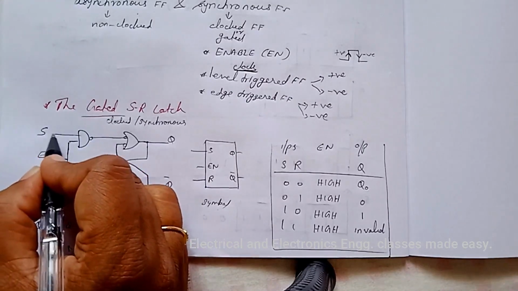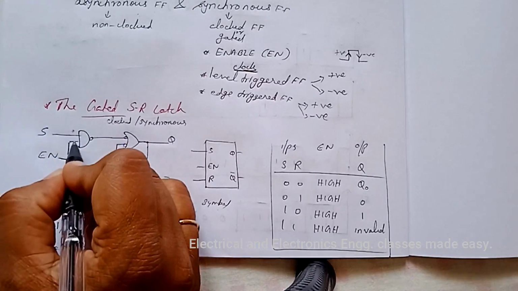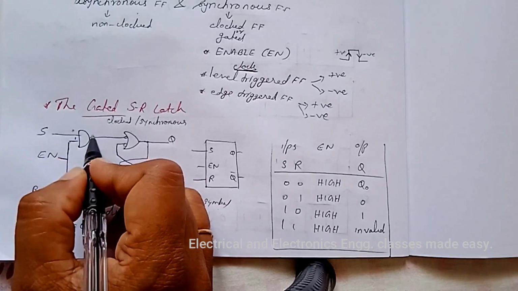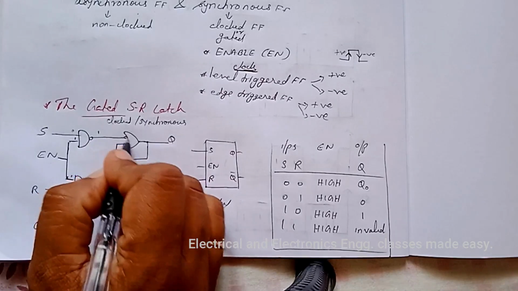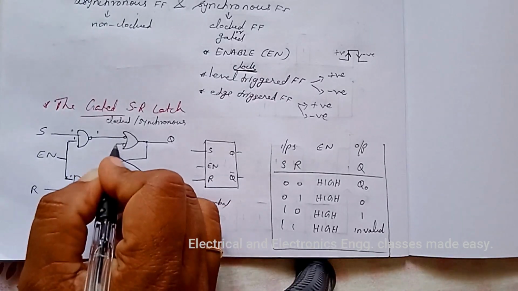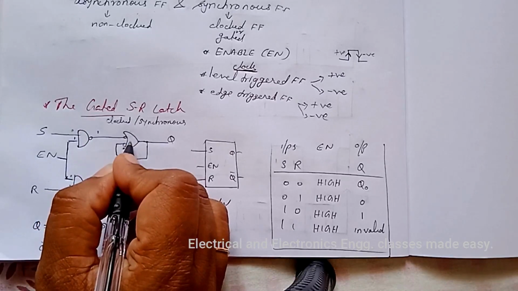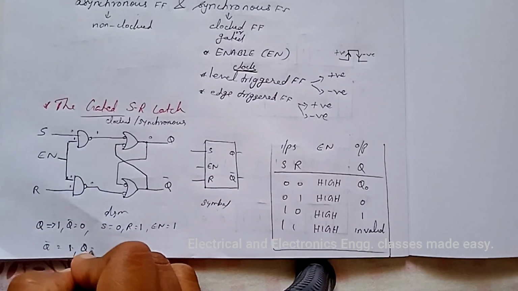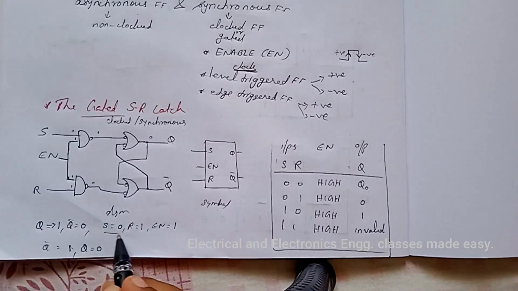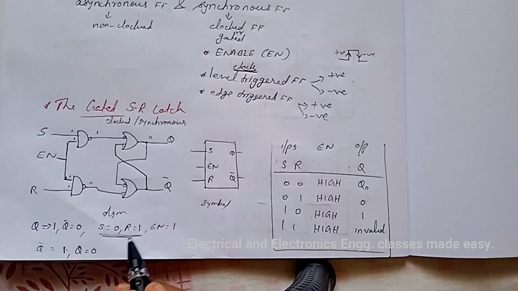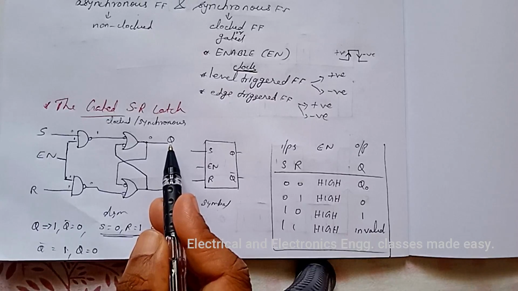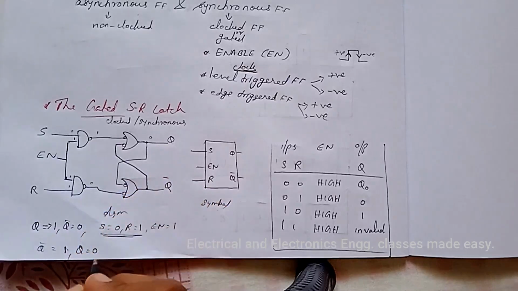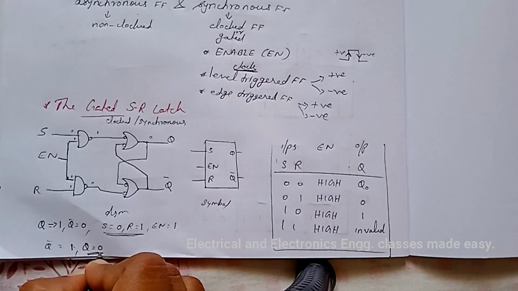Then here S is 0 and enable is 1. 0 and 1 to this NAND gate means the output is 1. And here the inputs are Q bar, which is now 1, and 1. 1 and 1 to this bubbled OR gate means the output is 0. So Q becomes 0. That is, when inputs are S equal to 0 and R equal to 1, the output is reset, that is Q is equal to 0.